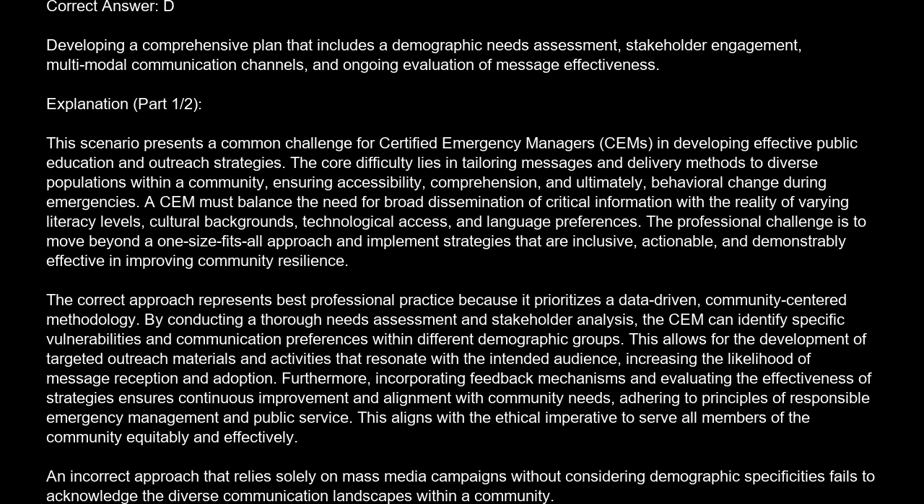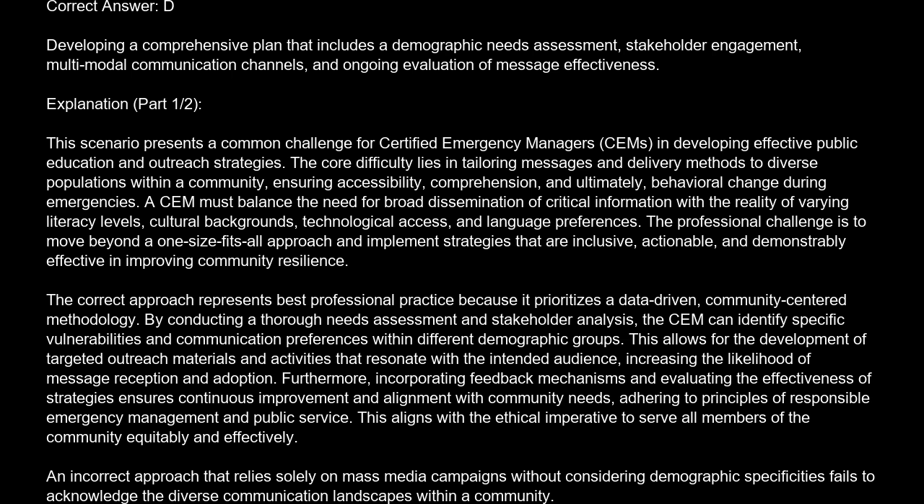A CEM must balance the need for broad dissemination of critical information with the reality of varying literacy levels, cultural backgrounds, technological access, and language preferences. The professional challenge is to move beyond a one-size-fits-all approach and implement strategies that are inclusive, actionable, and demonstrably effective in improving community resilience. The correct approach represents best professional practice because it prioritizes a data-driven, community-centered methodology.